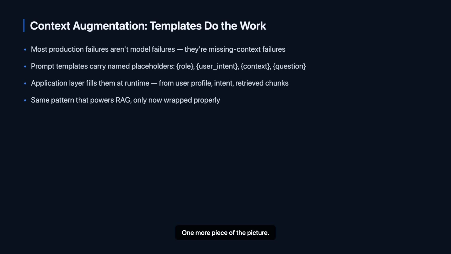One more piece of the picture: most production failures aren't the model being wrong, they're the model not having the context it needed. The fix is context augmentation, usually delivered through prompt templates. A template is a reusable prompt with named placeholders like role, user intent, context, and question. The application layer fills them at runtime, pulling the role from configuration, the intent from user input, and the context from retrieved chunks. This is the same pattern that powers retrieval augmented generation, RAG, which we'll go deep on in the next episode.